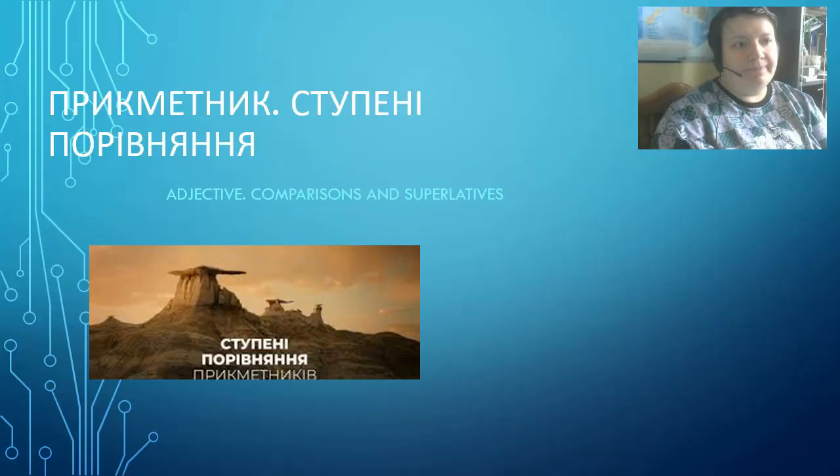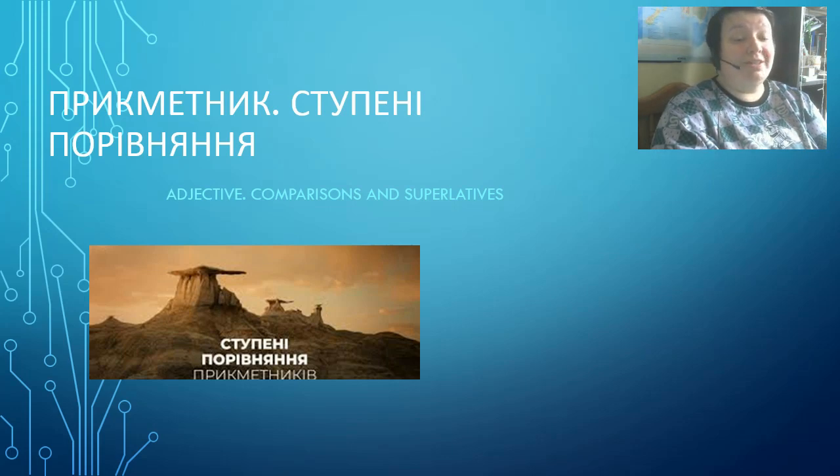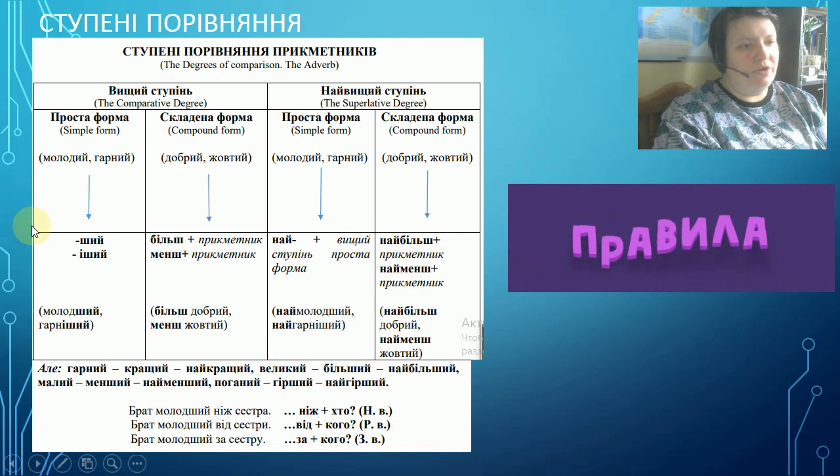So, let's start. Прикметник. Ступені порівняння. Adjective. Comparisons and superlatives. Тобто сьогодні ми будемо розмовляти про вищий та найвищий ступені порівняння. Today we are going to talk about comparisons and superlative of Ukrainian adjectives. So let's start. Ступені порівняння.